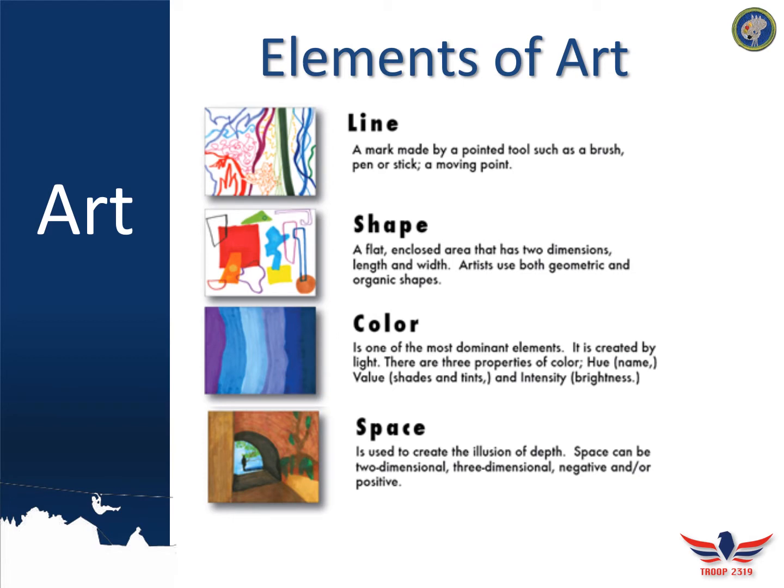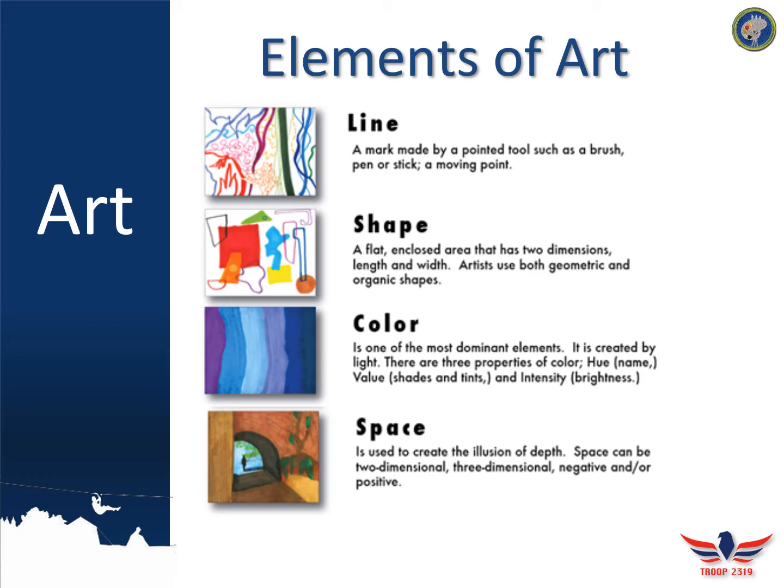There are 13 elements of art that we're about to discuss. Let's begin with the line. A line is a mark made by a pointed tool such as a brush, pen, or stick, a moving point. Shape. A shape is a flat, enclosed area that has two dimensions, length and width. Artists use both geometric and organic shapes.